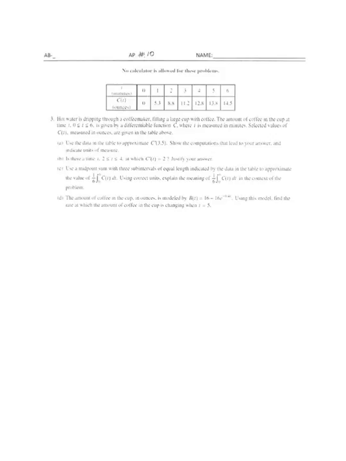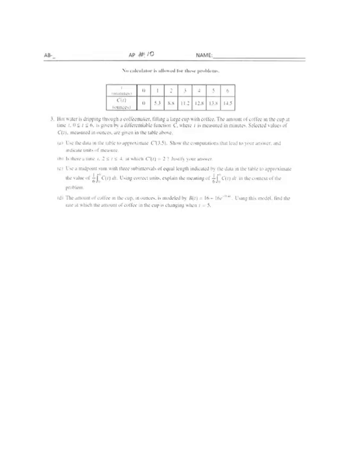Hello, so now we're going to do AP number 10, and it says here no calculator is allowed for these problems. Okay, we're given a chart, T is in minutes and C of T is in ounces. And it says hot water is dripping through a coffee maker, filling a large cup with coffee. The amount of coffee in the cup at time T between 0 and 6 minutes is given by a differentiable function C where T is measured in minutes. Selected values of C of T measured in ounces are given in the table above.